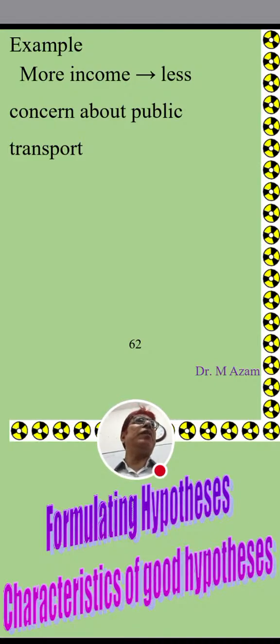But if someone is poor, does not have much money, public transport is more important for them. So, more income, less concern about public transport. Income is increasing, the concern is decreasing. It is a negative relationship between two variables. Sometimes your hypothesis shows a positive relationship, sometimes a negative relationship. Both relationships are possible.